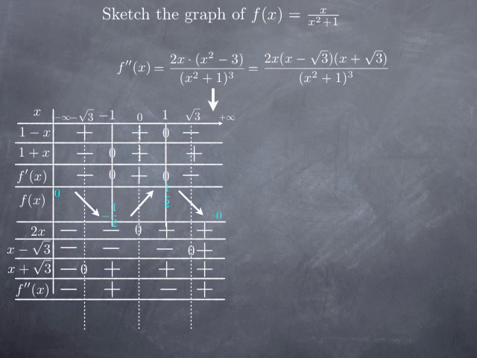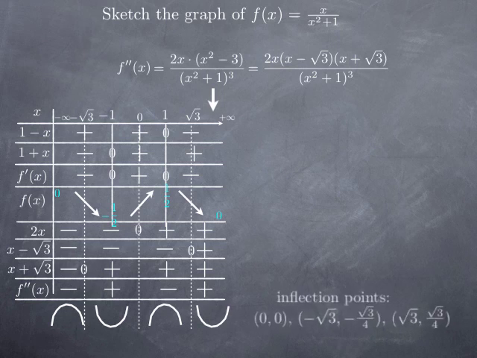When the second derivative is positive, the function is concave up. So we get this type of concavity. You see that we have three changes of concavity and the function is defined on the real line. So these three changes of concavity correspond to three inflection points.